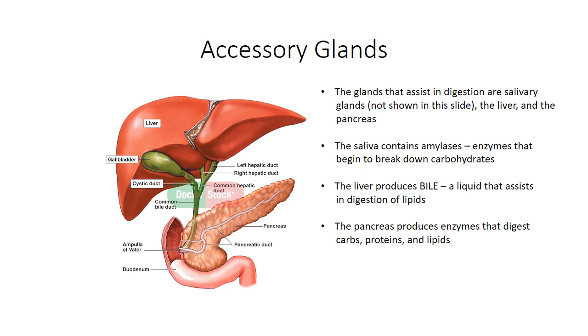Let's read this caption from the bottom to top. The pancreas. See, the pancreas is shown underneath the liver and above the duodenum. It's a very important gland which actually produces most enzymes that digest carbohydrates, proteins, and lipids. They work in the small intestine.